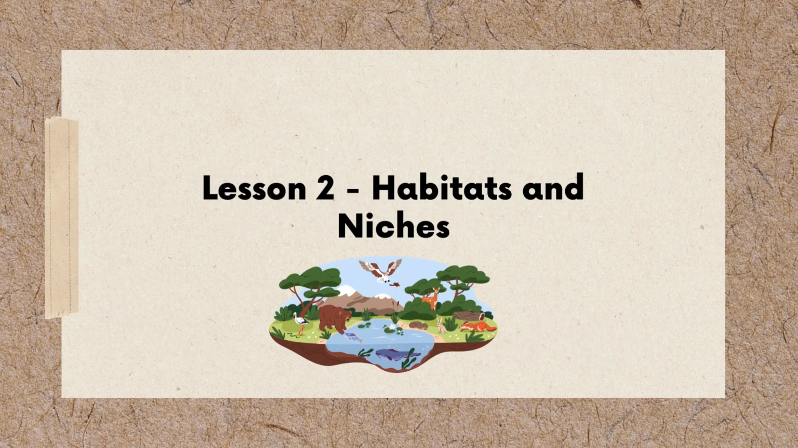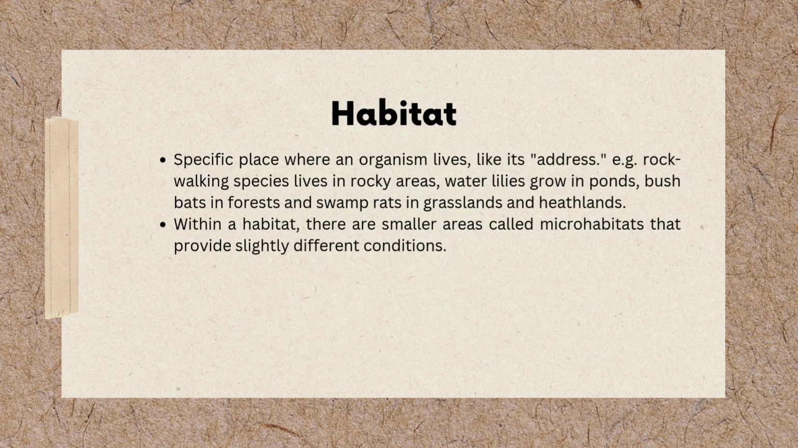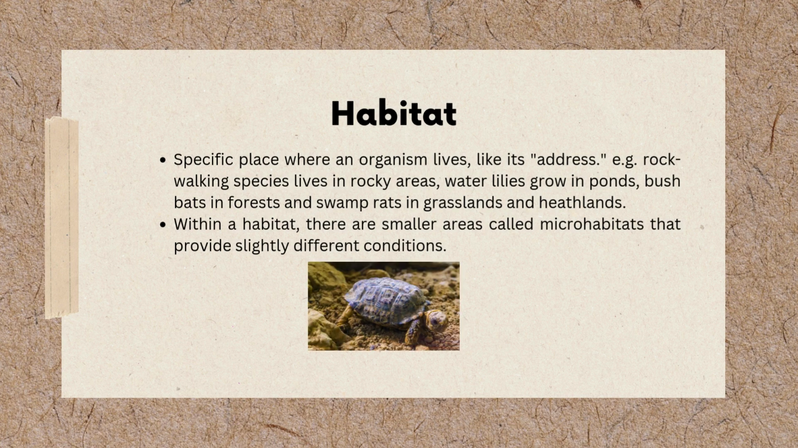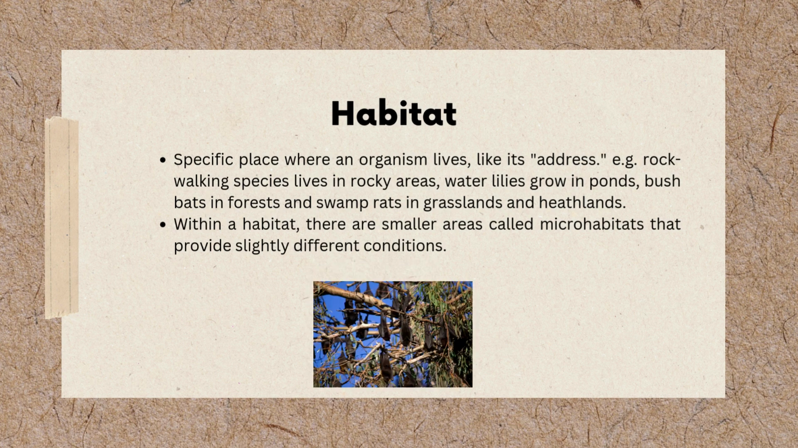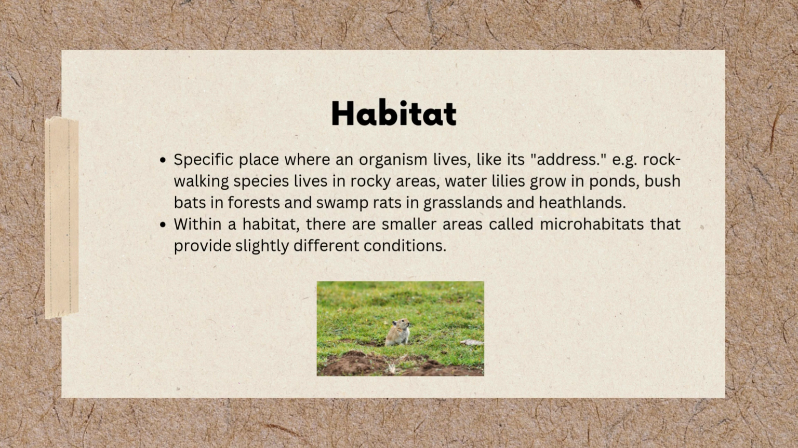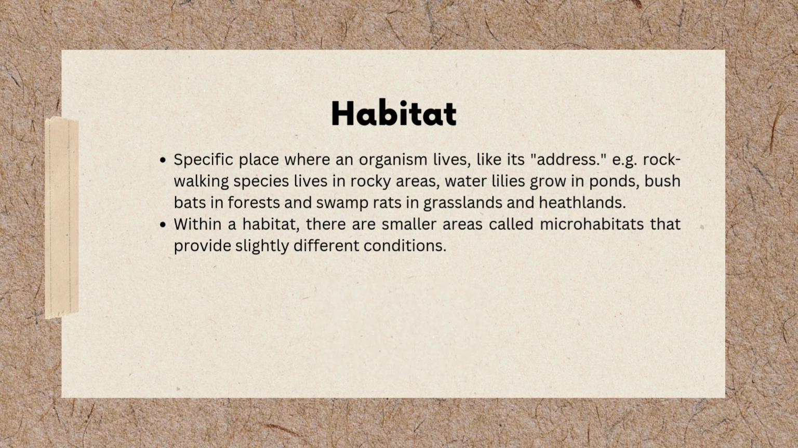Let's start with habitat. So what is a habitat? A habitat is the specific place where an organism lives, like its address. For example, the rock-walking species lives in rocky areas within open eucalyptus forests, while water lilies grow in ponds. Bush rats are found in forests, and swamp rats prefer grasslands and heathlands. Within a habitat, there are smaller areas called microhabitats.